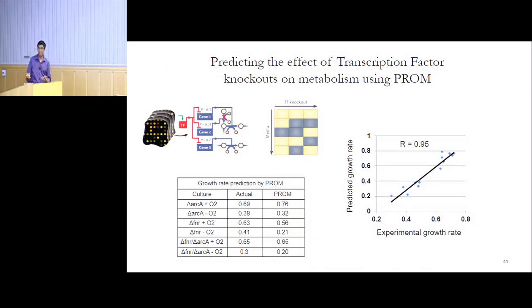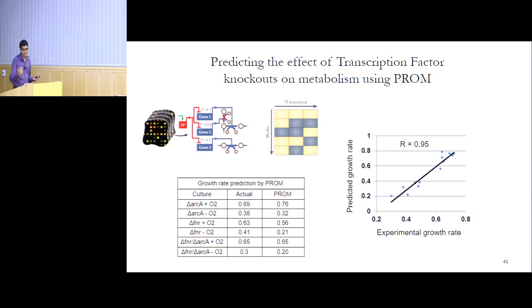We can also make predictions quantitatively. We can figure out what happens to the cell when you change, for example, the levels of oxygen, or you can knock out different genes. For example, in this case, ArcA is an important regulator of hypoxic response in E. coli. We knocked out multiple transcription factors and changed the metabolic conditions, and asked the question, can PROM accurately predict what happens to the cell when you do these genetic perturbations? We found a very good correlation between the actual experimentally measured growth rate and the ones predicted by PROM.